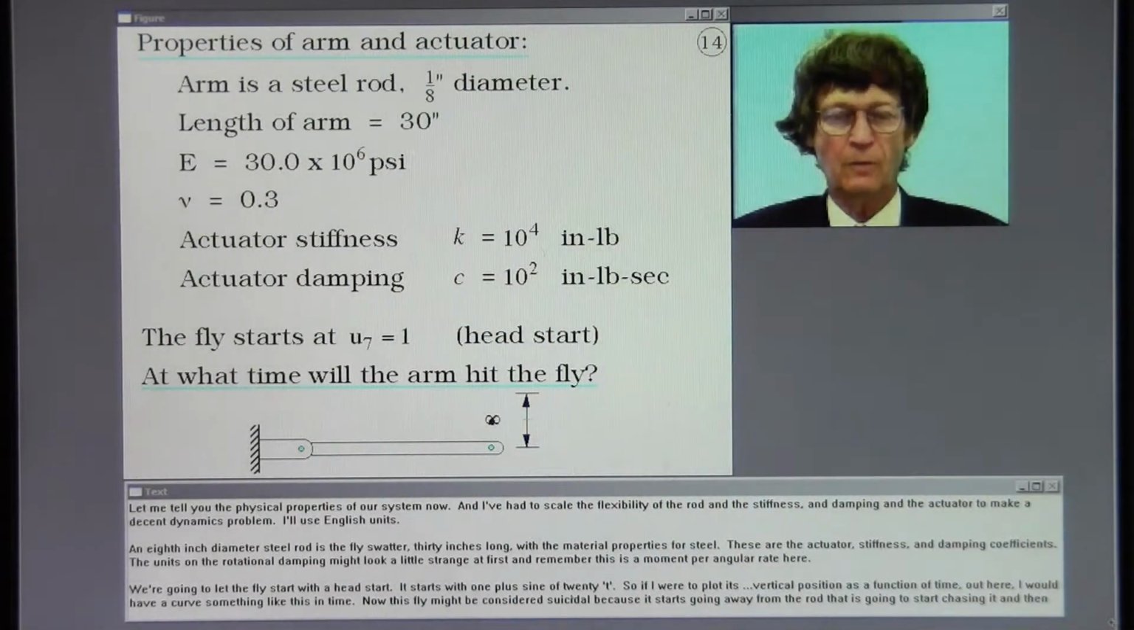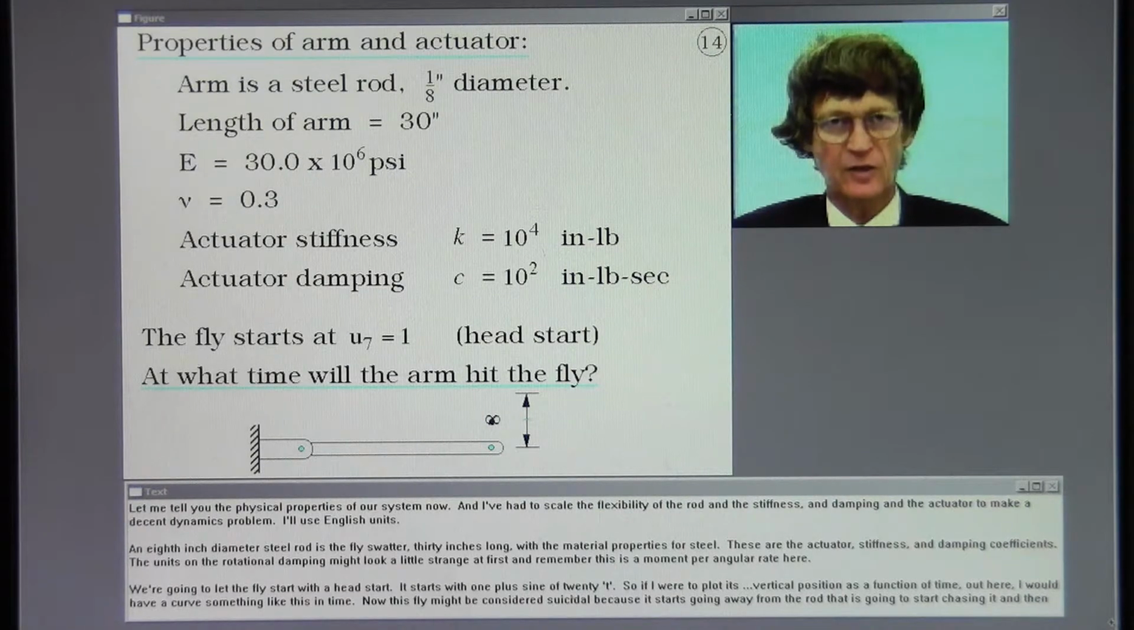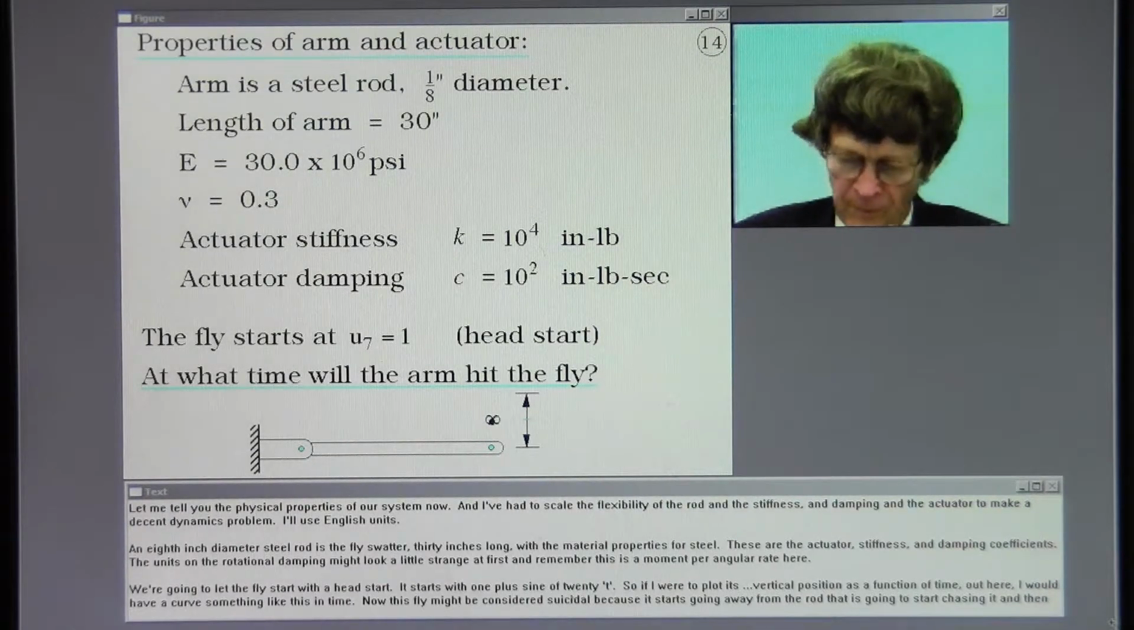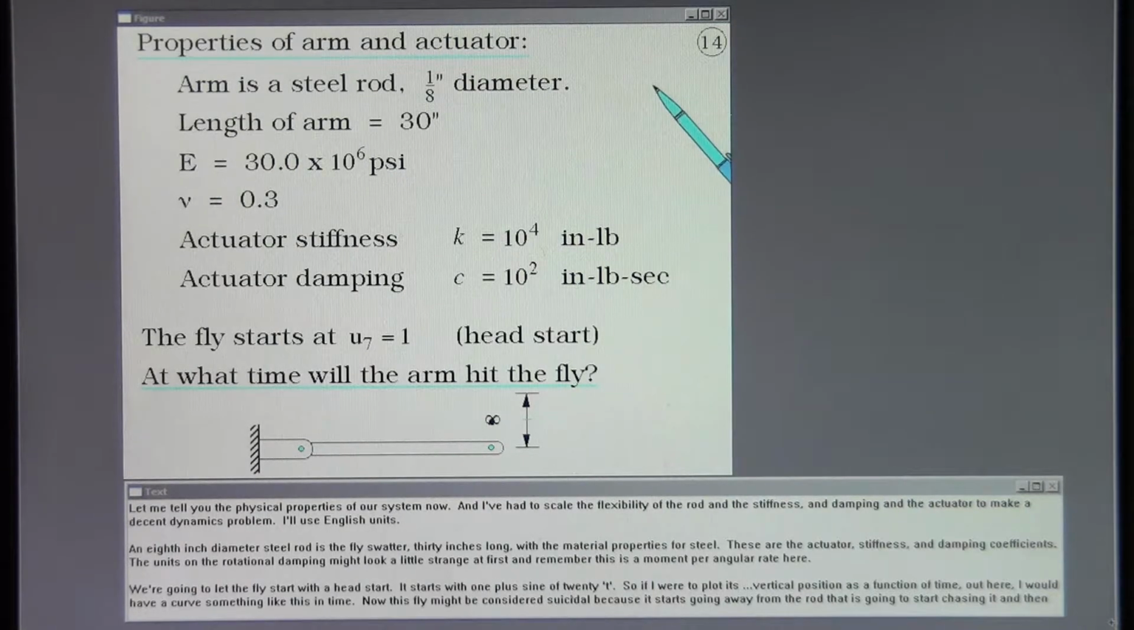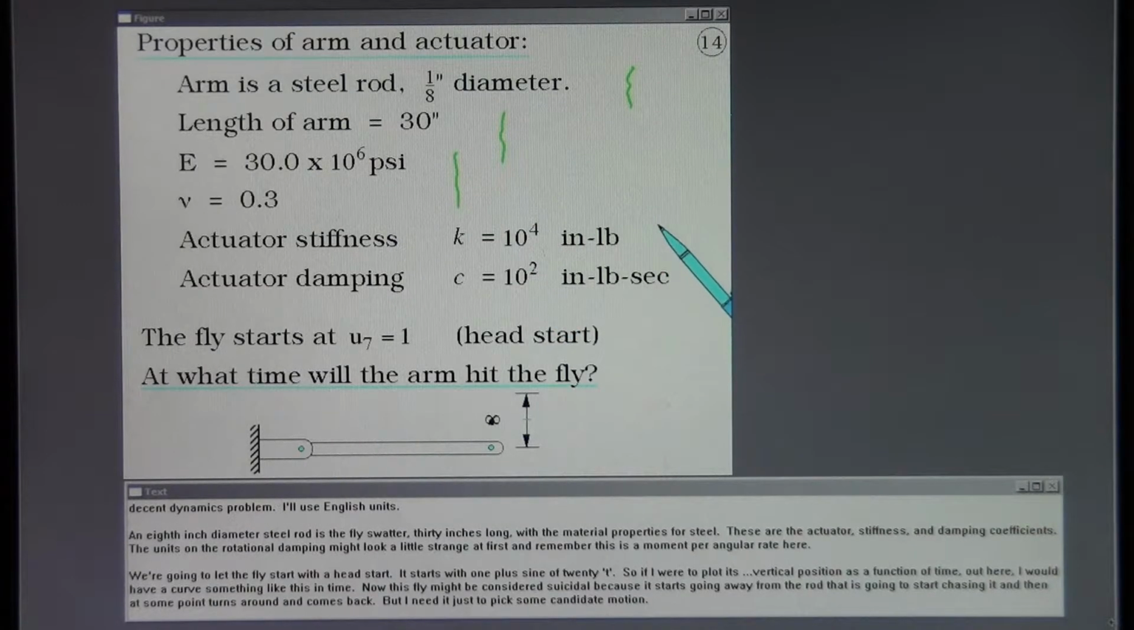Let me tell you the physical properties of our system now, and I've had to scale the flexibility of the rod and the stiffness and damping in the actuator to make a decent dynamics problem. I'll use English units. 1/8 inch diameter steel rod is the Flyswatter, 30 inches long with the material properties for steel. These are the actuator stiffness and damping coefficients. The units on the rotational damping might look a little strange at first, and remember this is a moment per angular rate here.